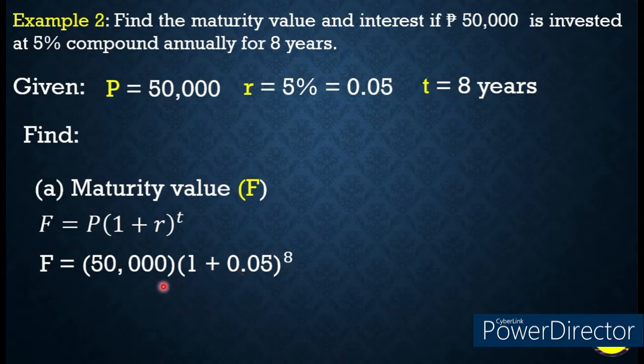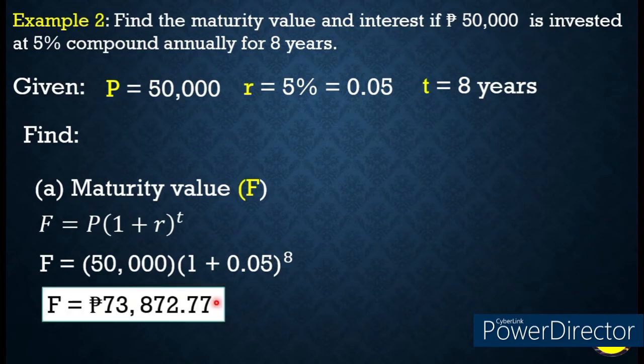Alright, so 50,000 times 1 plus 0.05, ang gagawin nyo muna, add nyo muna ito and then raised to 8 times 50,000. So, that is 73,872.77. So, that is the future value. So, after 8 years, yung 50,000 niya, magkano na? Naging 73,872.77. So, magkano yung compound interest after 8 years? So, magkano yung kinita niya sa loob ng 8 taon?